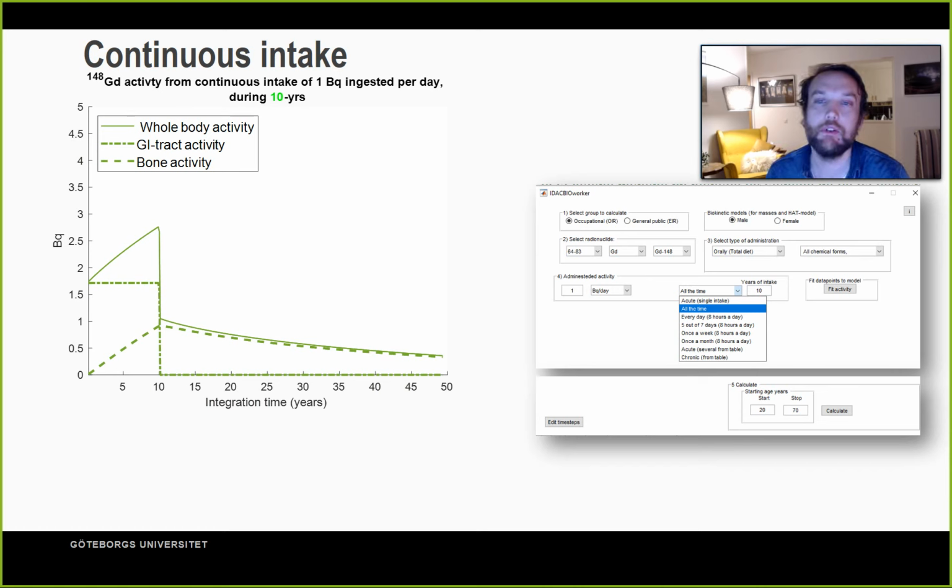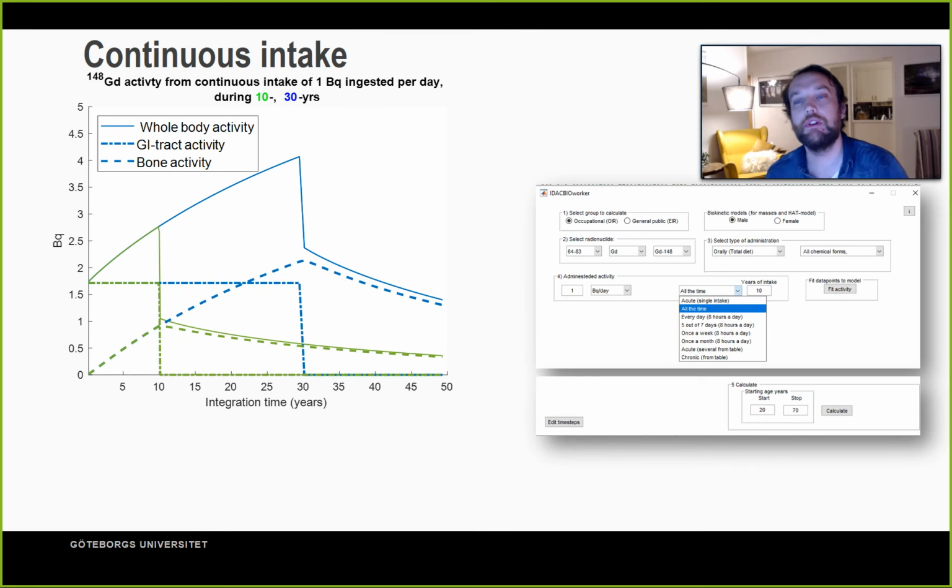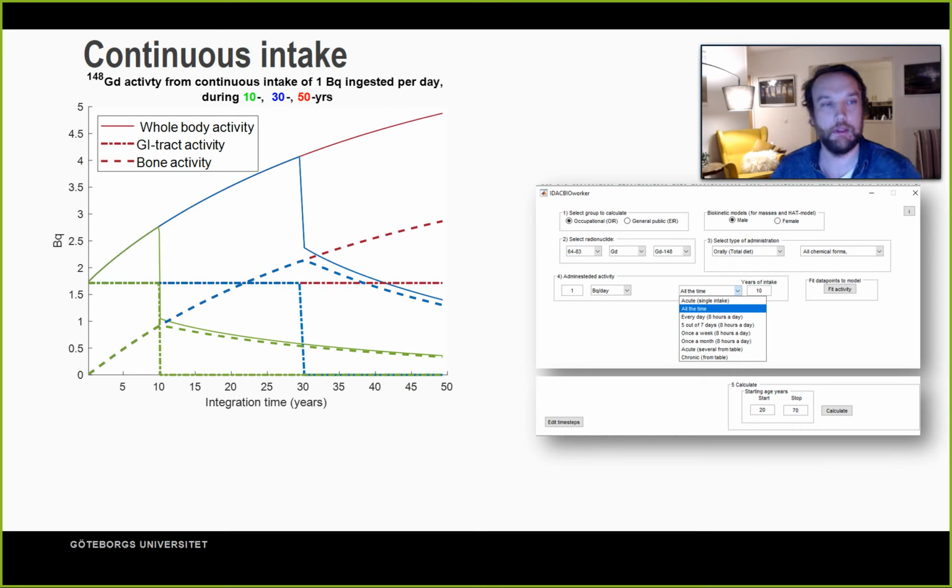After 10 years, when the continuous intake stops, you see that the GI tract just passes the retention out. But we also changed it to 30 years, and you see here that you will have a longer build-up factor, but the GI tract stays constant as it is a continuous intake, and once it stops, it goes through. And we also did it for 50 years. So it shows that you can simulate continuous uptake, and you can have a predetermined integration period.